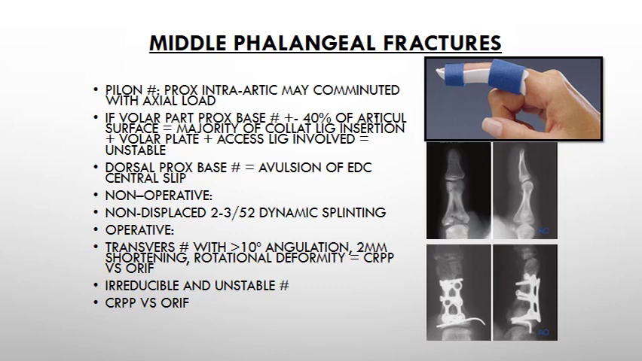Right, so the dorsal proximal base fracture is often an avulsion of the extensor digitorum communis central slip.